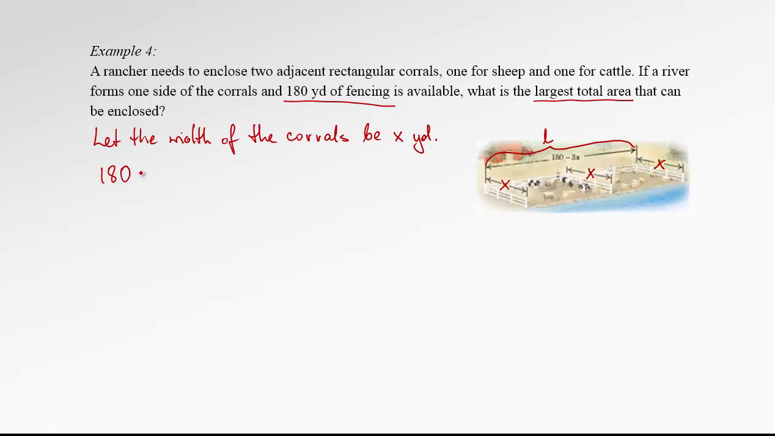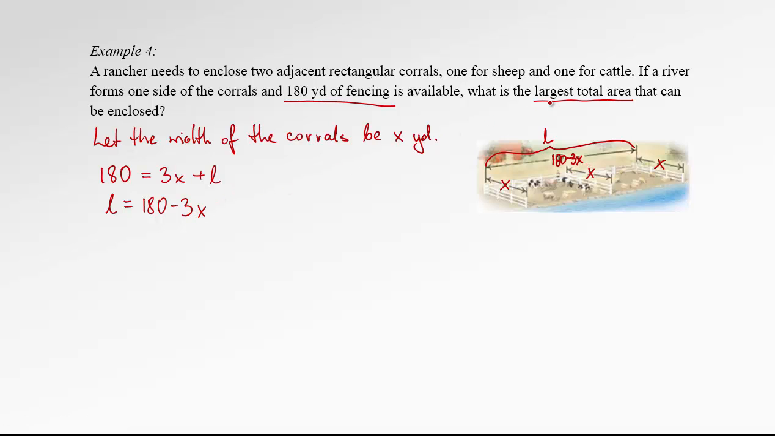180 yards is used to build 3 widths, 3 times x, and 1 length, right? Over here, because the other length is formed by the river. So we can solve this equation for L, which gives us 180 minus 3x, right? This way we express the length of the rectangle in terms of x, the width. It is 180 minus 3 times x.